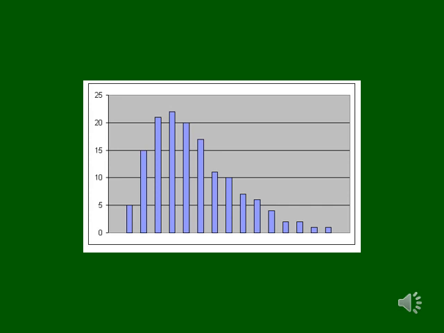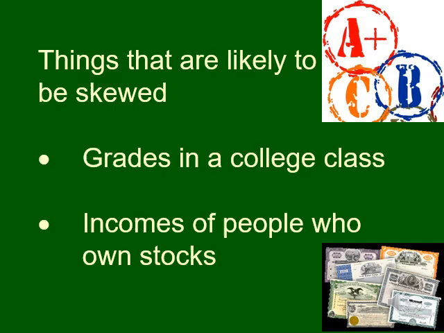We often talk about skewed distributions having a hump and a tail, and this one tails off to the right, which is why we sometimes will say this is skewed right. A couple of things with skewed distributions. One of them is grades in a class. I put a college class, but it honestly would be any class.